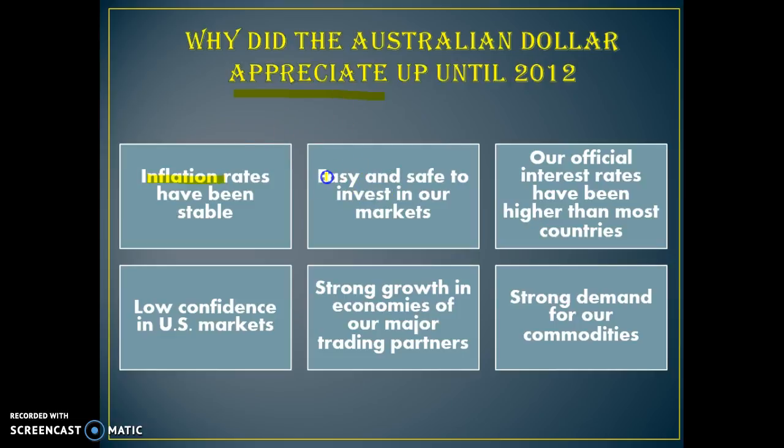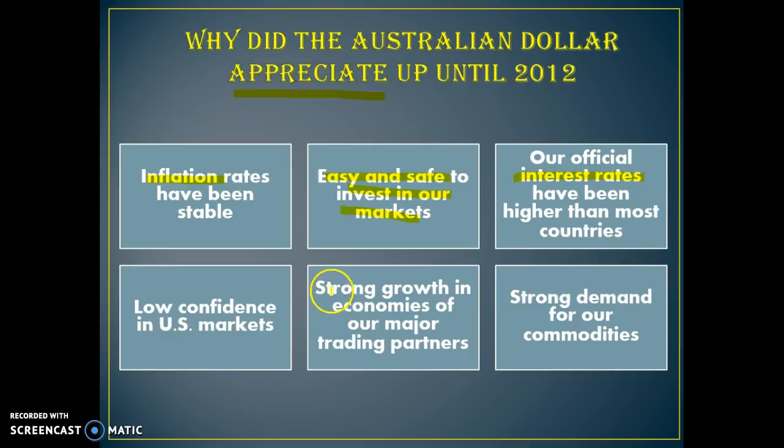There was a lot of foreign investment because it was a safe option to put money in Australian banks. So a lot of people overseas were putting their money in Australian banks. Our interest rates were often much higher than other countries. So foreign investors were getting a better return investing in Australian deposits rather than putting their money in other countries.